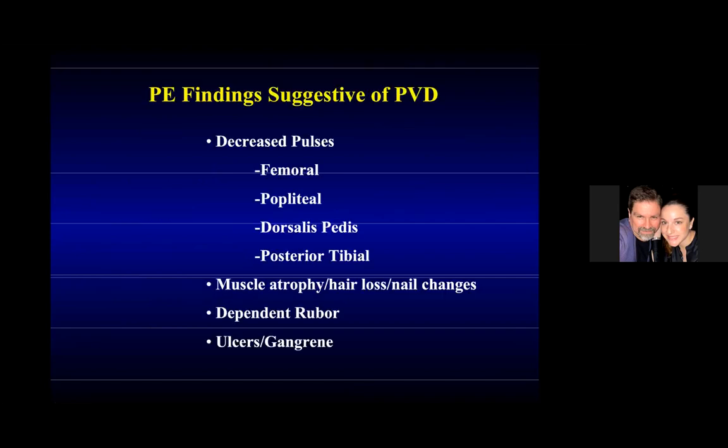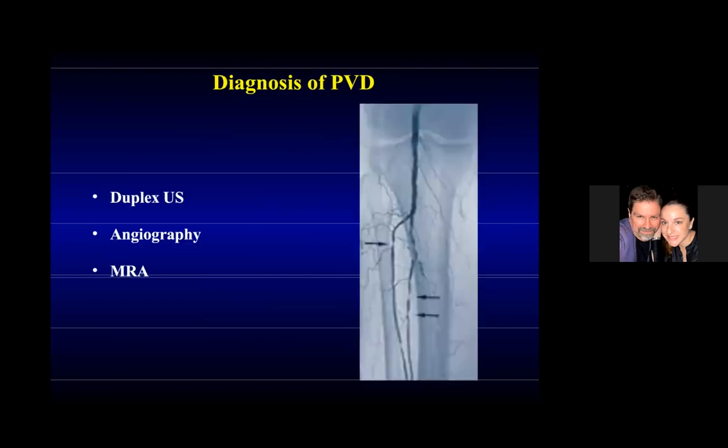On physical examination, what do you find? Decreased femoral pulses. I think this is redundant. So the diagnosis of PVD, after you have your clinical suspicion, 80% of your clinical assessment or impression should be done by your clinical examination, okay?